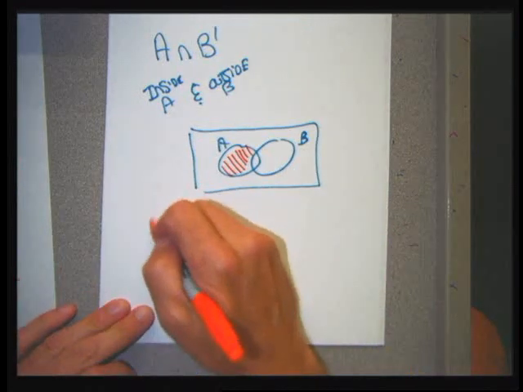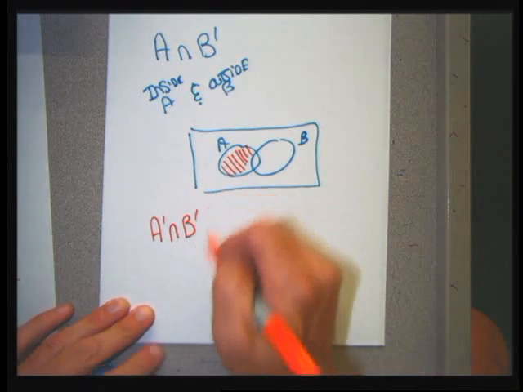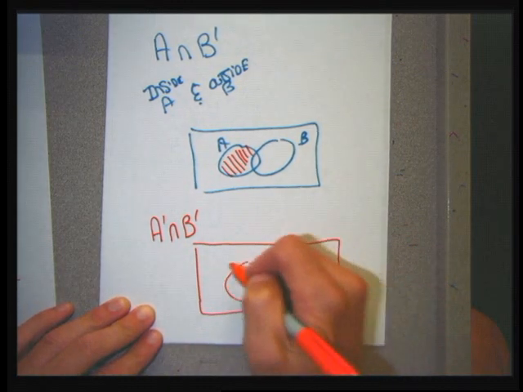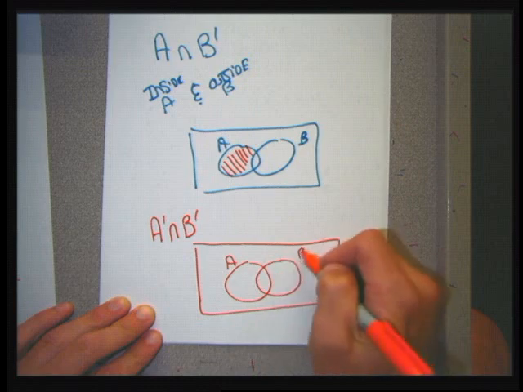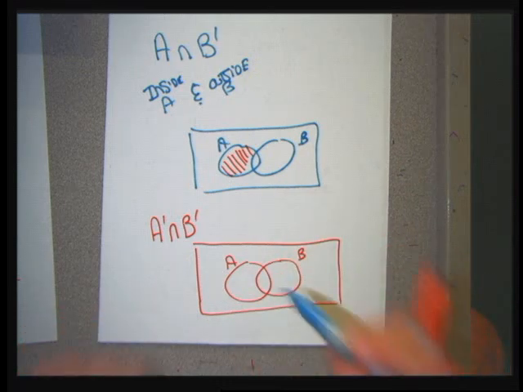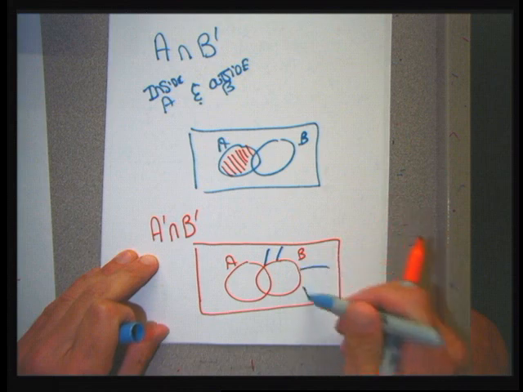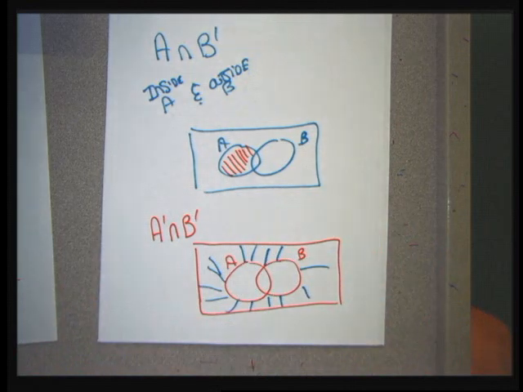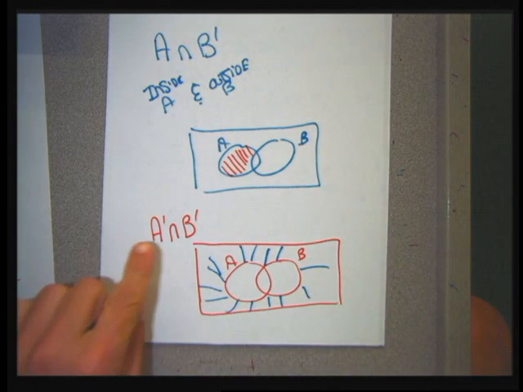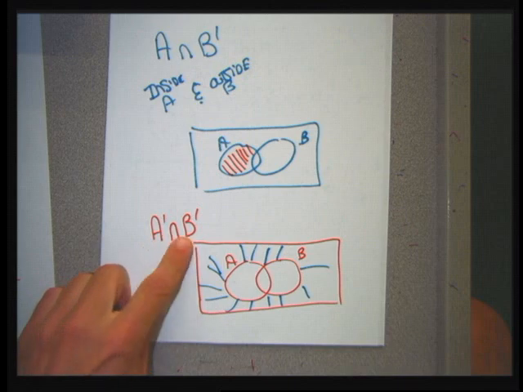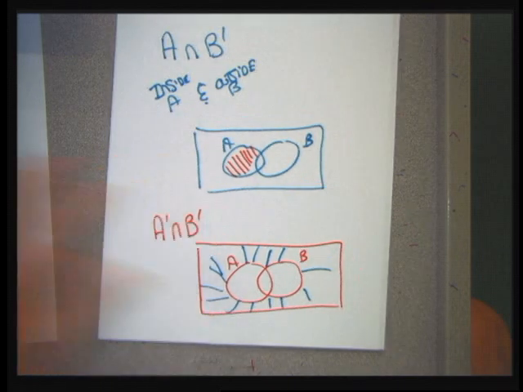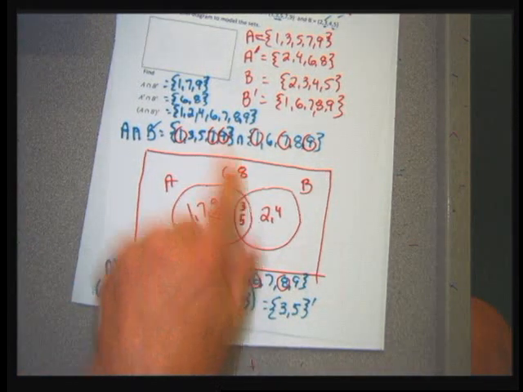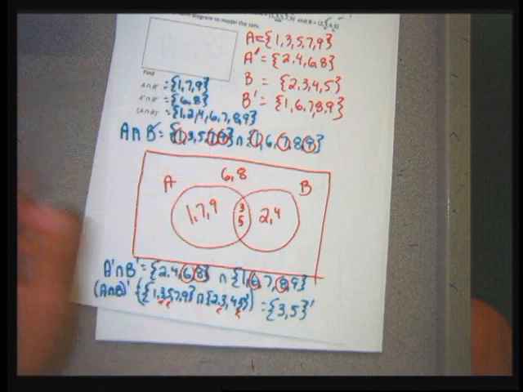The next one, A prime intersection B prime, I want to be both outside the A circle and outside the B circle. And that's the region outside the circles. A prime is outside the A circle, B prime is outside the B circle. This region right here has to be outside of both circles. Any of the other parts is inside one or both of the circles. I have to be simultaneously outside the A circle and outside the B circle. That's that region there. And on my graph, the numbers that are outside the A and the B circle are the numbers 6 and 8. So A prime intersection B prime is 6, 8.